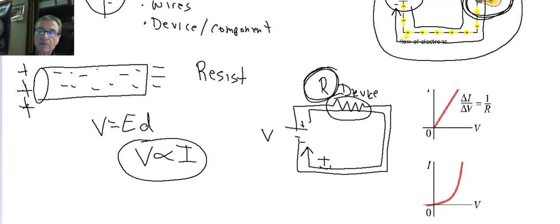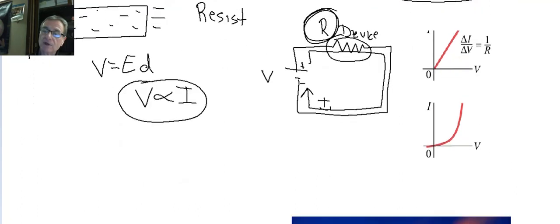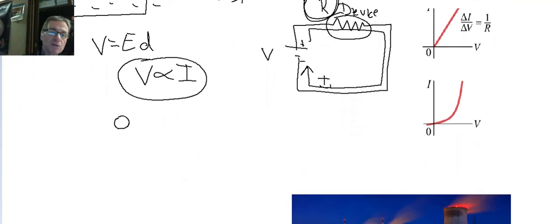Well, in this circuit up here, we have one resistor, or one device that has resistance. We have one voltage source, and we have a wire or wires that are connecting those. And so we have a new law in play here, and it is called Ohm's law. And Ohm's law goes like this.